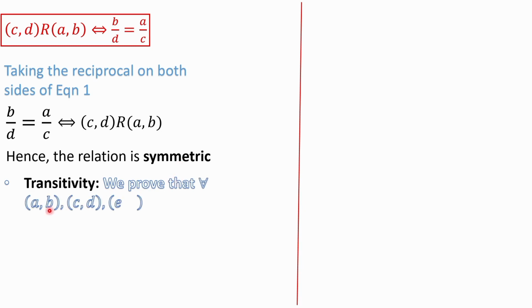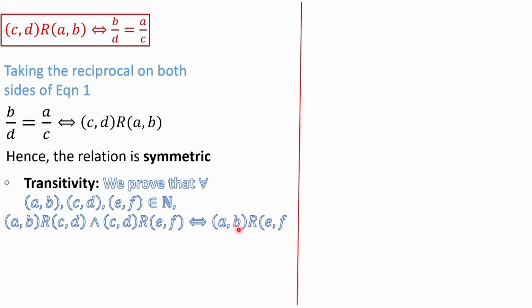We prove that for every (a,b), (c,d), (e,f) element of N, (a,b) relates to (c,d) and (c,d) relates to (e,f) should imply that (a,b) relates to (e,f). So we include an external set of factors, which is (e,f). So if (a,b) relates to (c,d) and (c,d) relates to (e,f), then (a,b) should relate to (e,f).